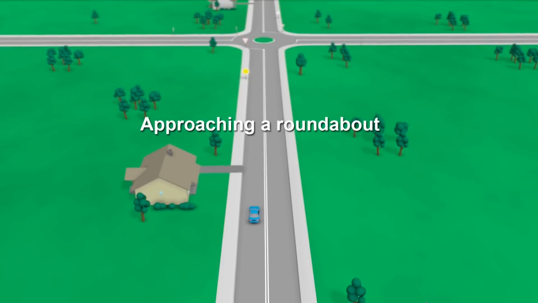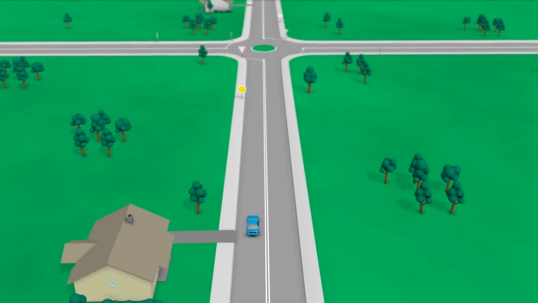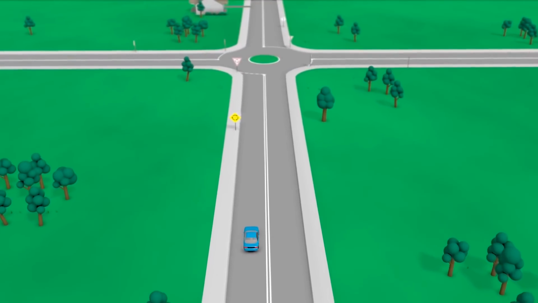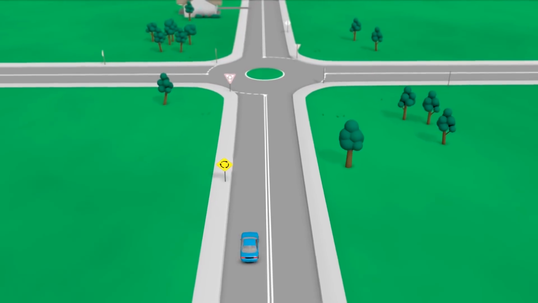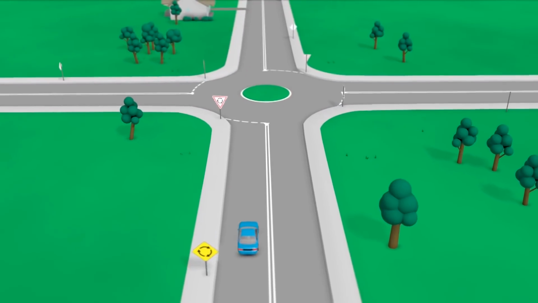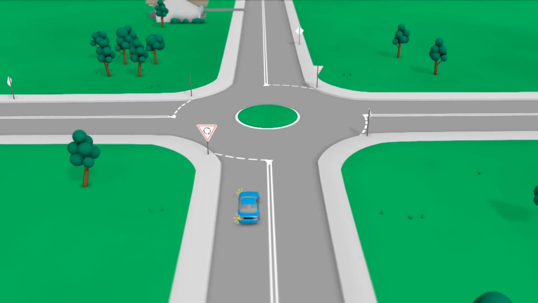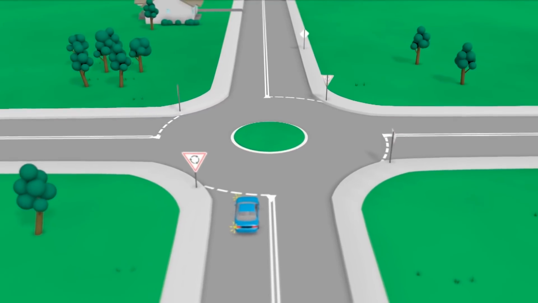Roundabouts. Approaching a roundabout. When you approach a roundabout, you must use your indicator if you intend to turn left or right or make a U-turn at the roundabout. You must give other road users sufficient notice of your intent to turn.